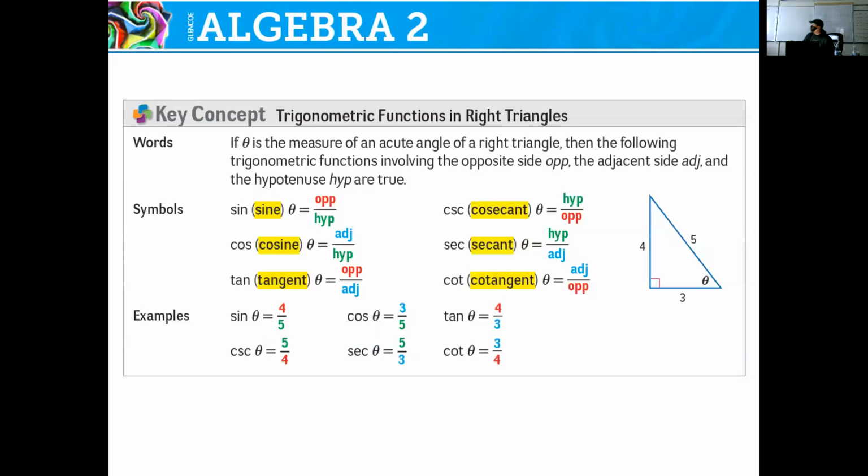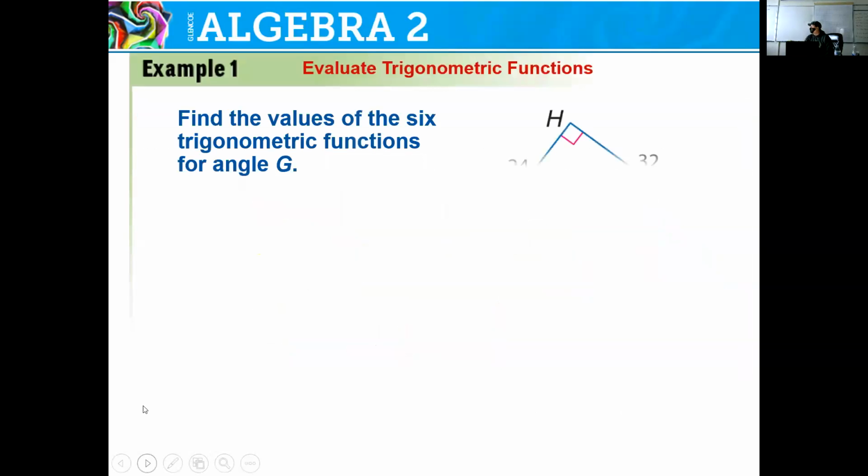Dang it. Okay, I'll do it without it. Fine. All right, so we're off to our first question. It says find the values of the 6 trig functions for angle G. Okay, so angle G is over here. So this is the opposite side, this is the adjacent side, this is the hypotenuse. Okay, so 24, 32, and 40.